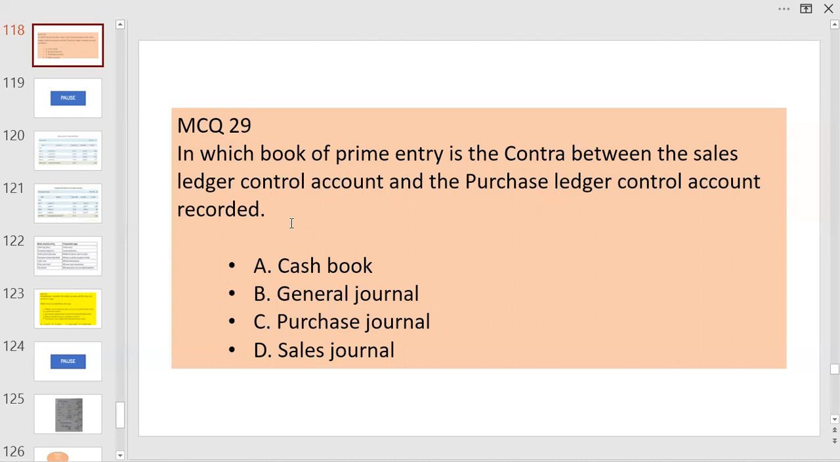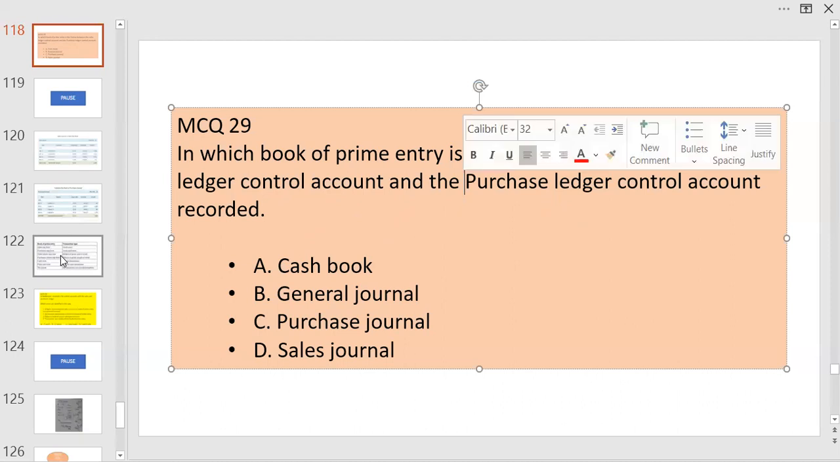So in order to clear these accounts, what we do is we make a contra entry between them. We debit the purchase ledger control account, credit the debtors ledger control account, and we clear the account. This is what this contra is about. Now we'll go back to the question.